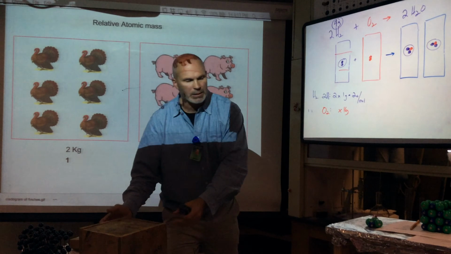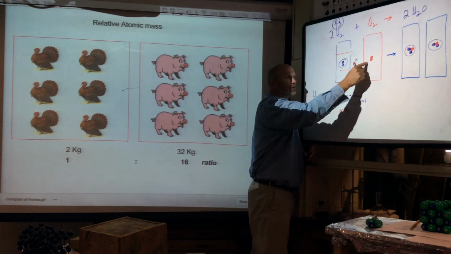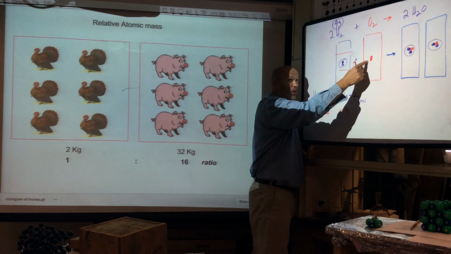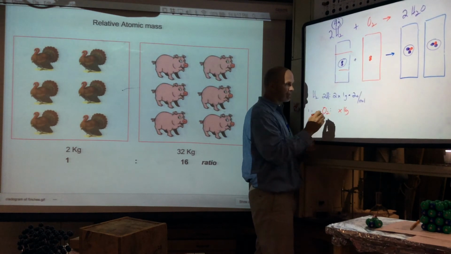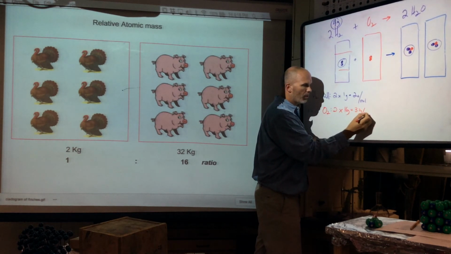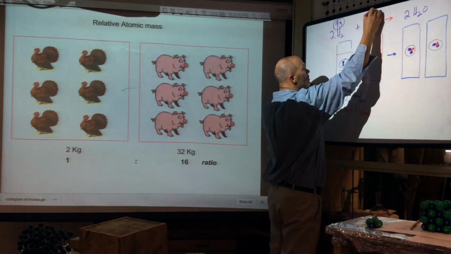But I don't just have oxygen atoms, I've got 2 of them. So because I have twice the number in that space, and it doesn't matter how big, they're infinitely small, it's 2 times 16, which is 32 grams per mole. Since it's 1 mole, this is 32.